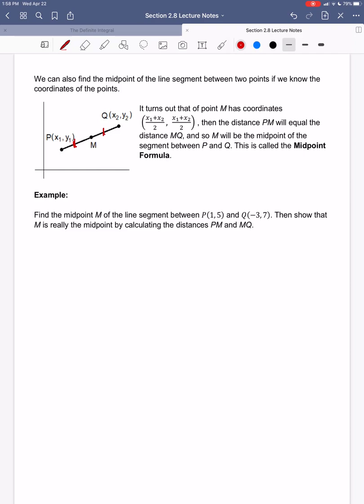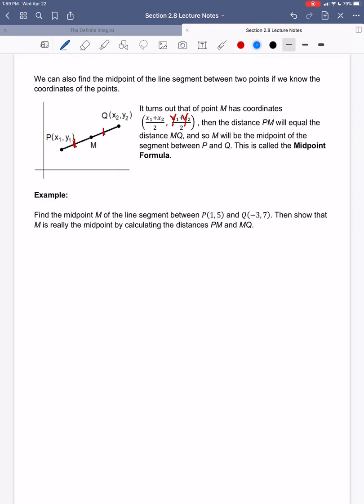It turns out that if I use these coordinates, oops, I've got a mistake here. This is not X again, these should be Y's. So y1 plus y2 over 2. It turns out that that will give me the midpoint. So let's test this in this example.